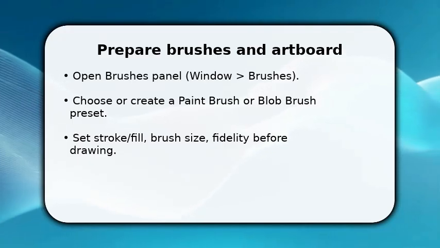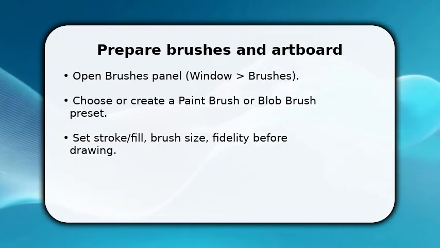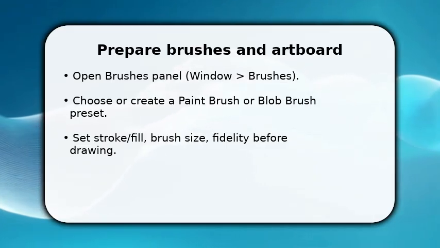You'll start by opening the Brushes panel and selecting the kind of brush you need, the paint brush for strokes or the blob brush for filled shapes. Make sure your artboard, layer, and selection target are correct so strokes apply where you expect. Set brush size, fidelity, and angle in the control bar. Select a stroke color and weight.